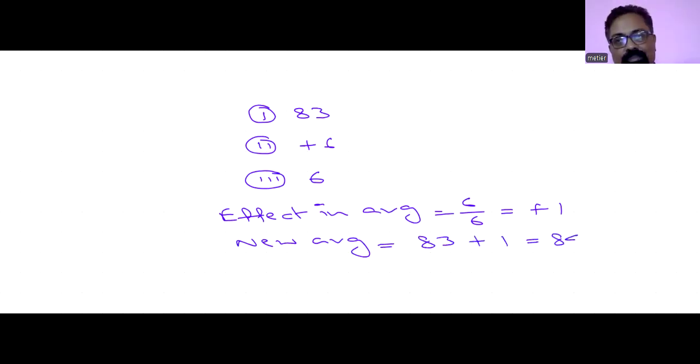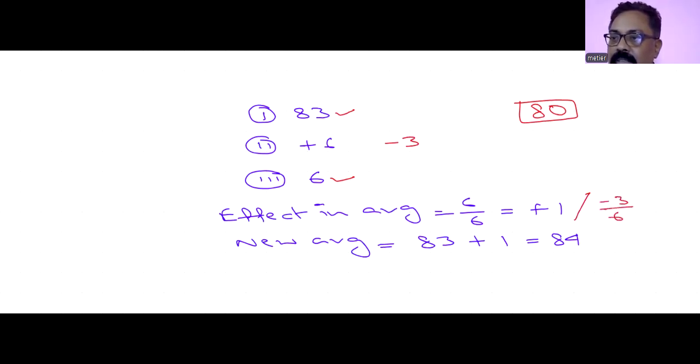Now, the reverse one. If the sixth student scored 80, this value remains 83. This value is now minus 3. This value again remains 6. So what effect comes here? It will be minus 3 by 6. It will come as 0.5, but with a minus sign.